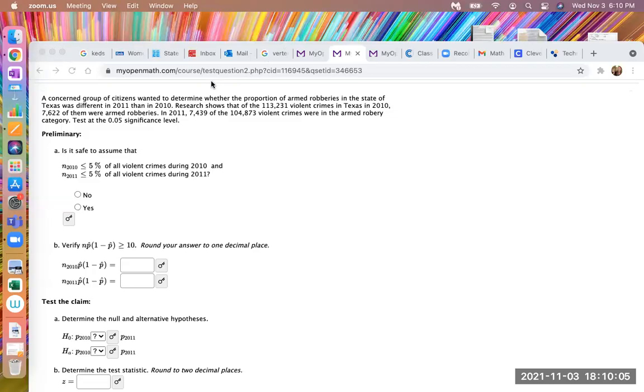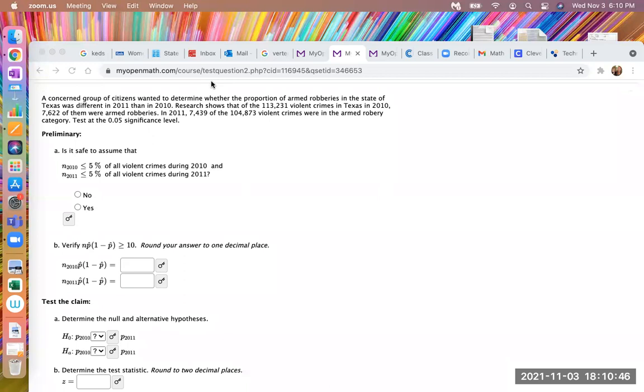A concerned group of citizens wanted to determine whether the proportion of armed robberies in the state of Texas was different in 2011 than in 2010. Research shows that there were 113,231 violent crimes in Texas in 2010, of those, 7,622 of them were armed robberies. In 2011, 7,439 of the 104,873 violent crimes were in the armed robbery category. Test at this 0.5 level of significance.